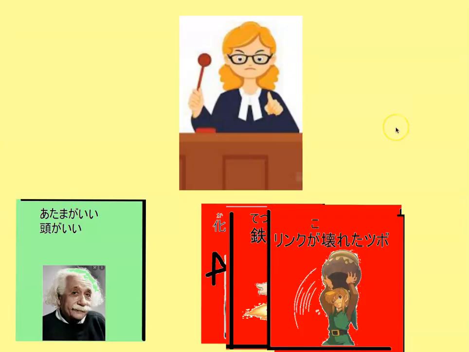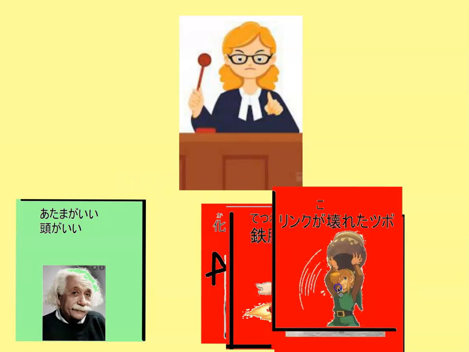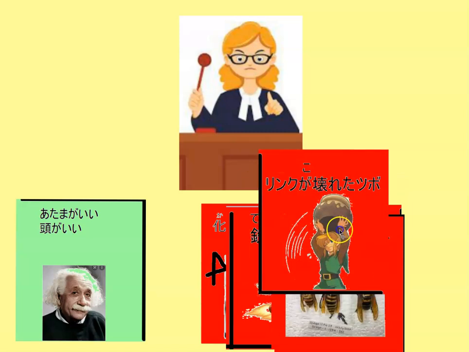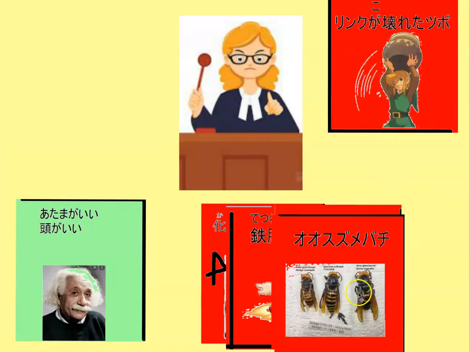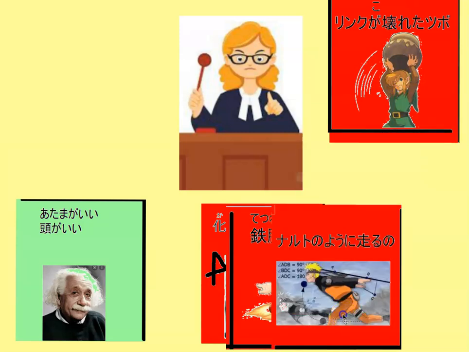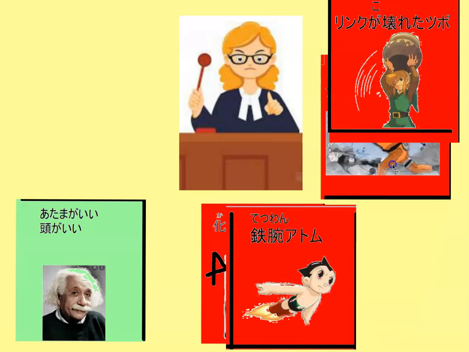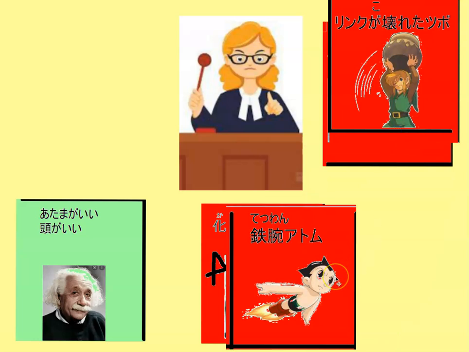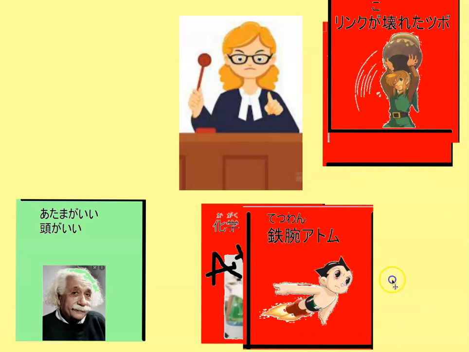The judge is going to look over the cards that are submitted to the middle of the table. And the judge is going to say, let's see, Link smashing a pot. No, that's not smart. Oh, murder hornets. No, that's not smart. Running like Naruto. No, that's not smart. Oh, Astro Boy. He's pretty smart. Yeah, maybe.